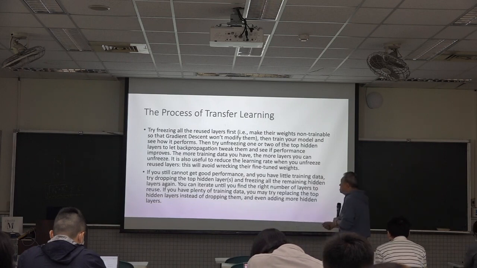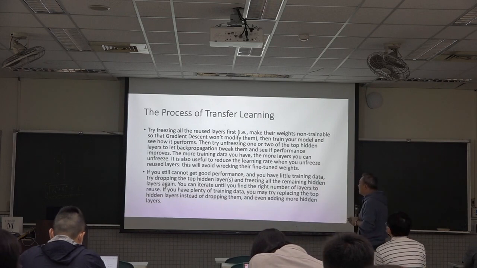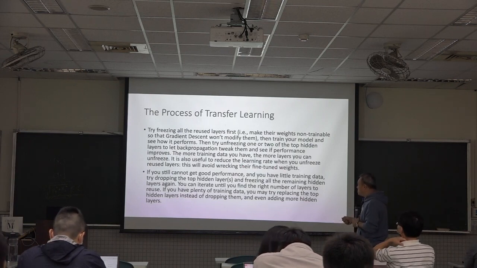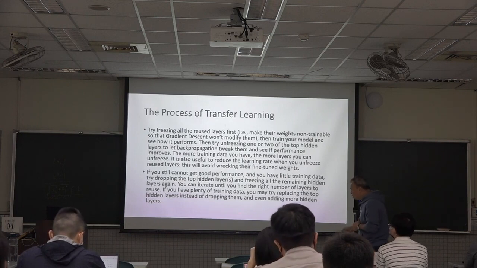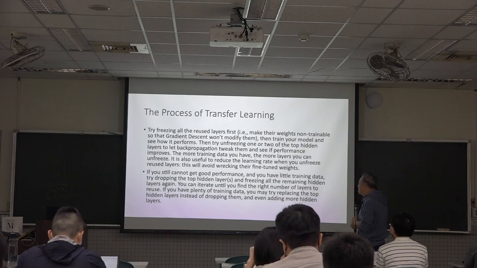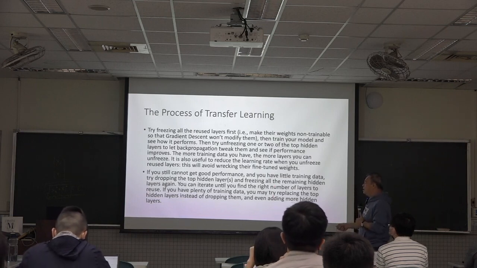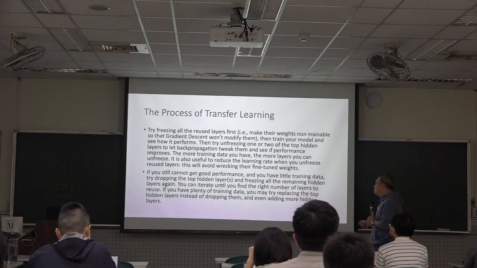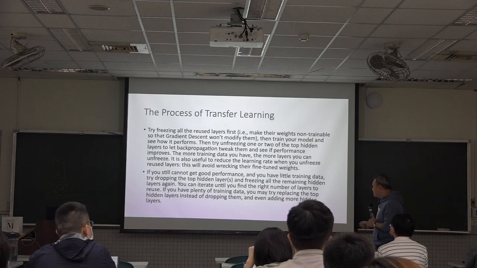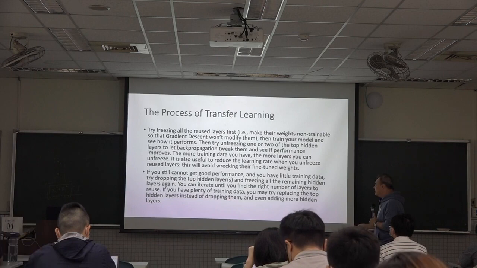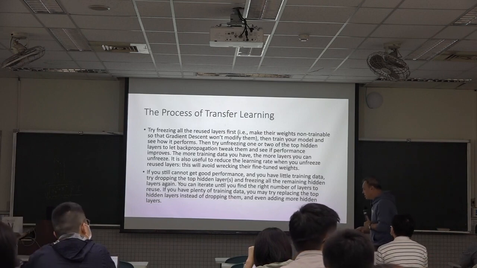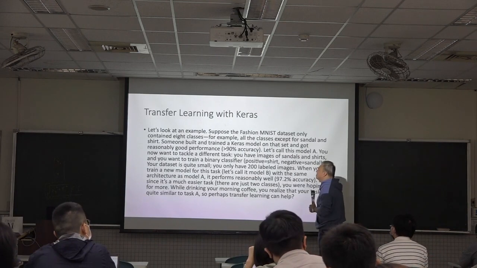If you still cannot get good performance and you have little training data, you can drop the top hidden layer and freeze all the remaining hidden layers again. You can do this repeatedly until you find the right number of layers to reuse. If you have plenty of training data, you may try replacing the top hidden layers. You can replace more than one layer together, instead of dropping them, and even add more hidden layers.